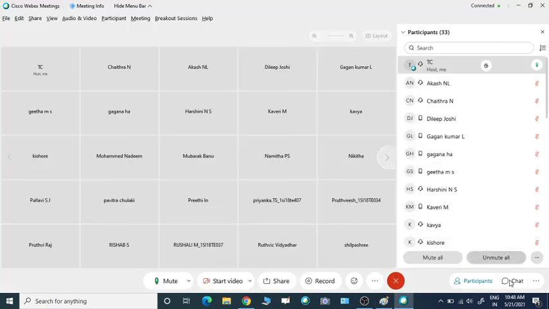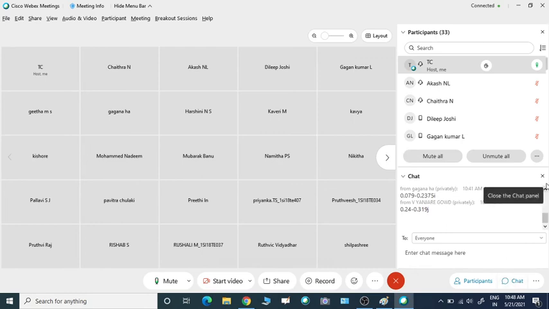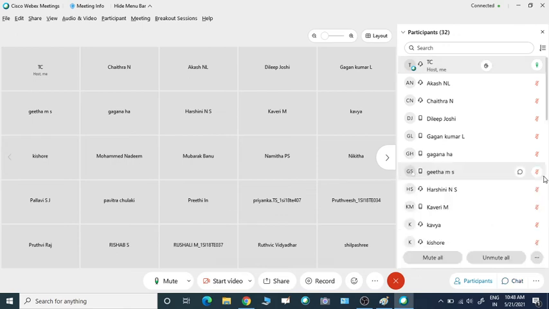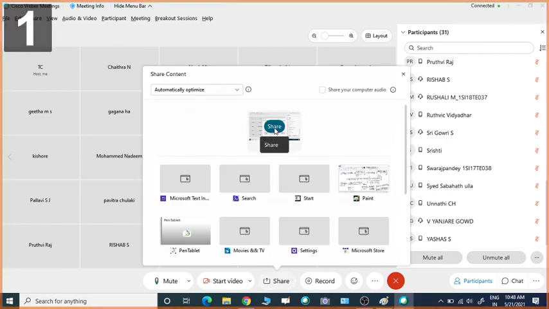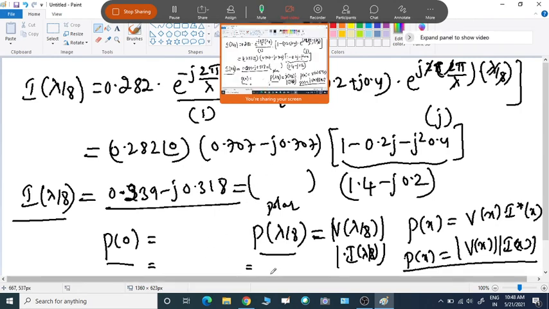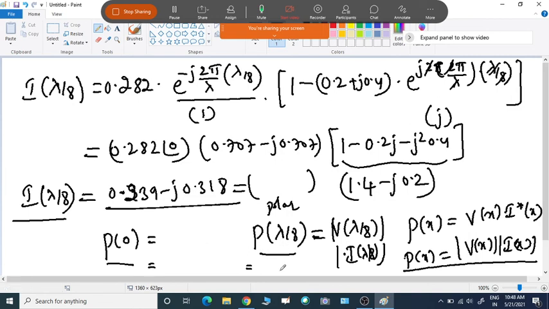Can you find out what the values are? What are the values of P of 0 and P of lambda by 8? What are the values? Chaitra, Gagana.